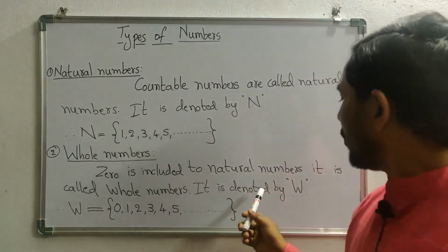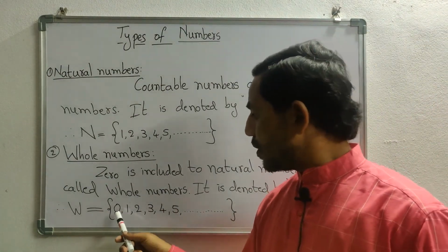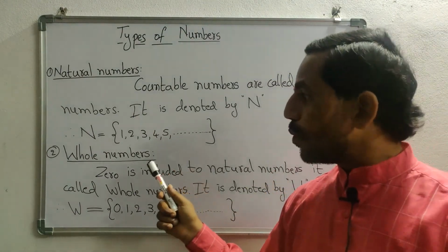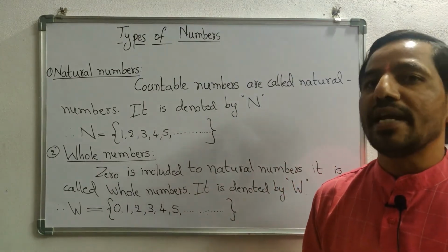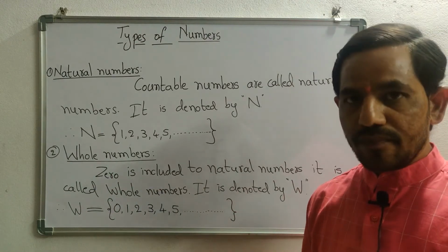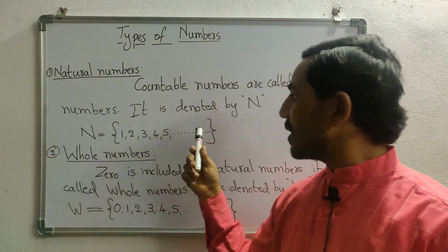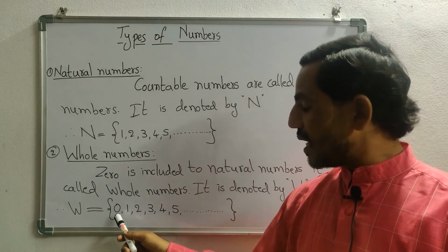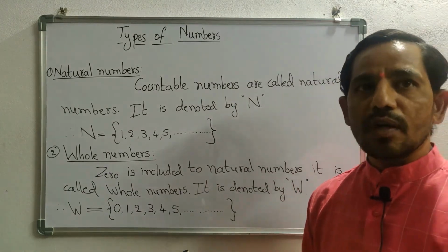It is denoted by W. W is equal to the set 0, 1, 2, 3, 4, 5, 6 and so on. In the whole numbers set, 0 is the smallest number and the biggest number we can't say. But in the natural number set, the least number is 1, and the biggest number we don't know. Similarly, in the whole numbers set the smallest is 0 and the biggest is uncountable.